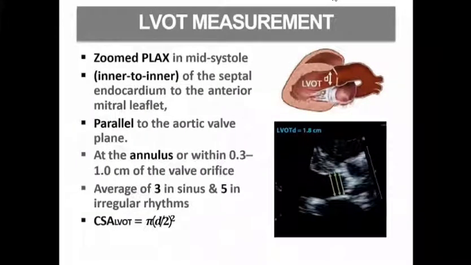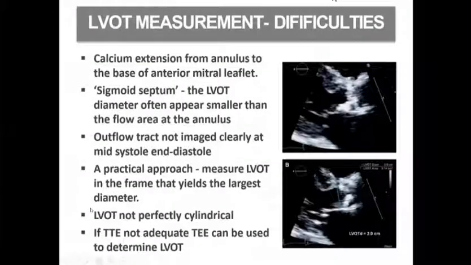So how to measure the LVOT? You should always measure in the zoomed view, because when calcification is there, you can wrongly measure the LVOT diameter. You should acquire a very good image, adjusting the gain and everything, so the endocardial border is reflected very well. Measure zoomed, inner to inner, from the septal endocardium to the anterior mitral leaflet, parallel to the aortic wall, at the annulus, within 0.3 to 1 centimeter of the valve orifice area, averaging 3 beats in sinus rhythm and 5 if it is irregular, as in AF. So that is how the LVOT measurement is done.